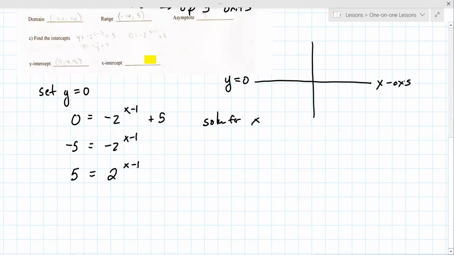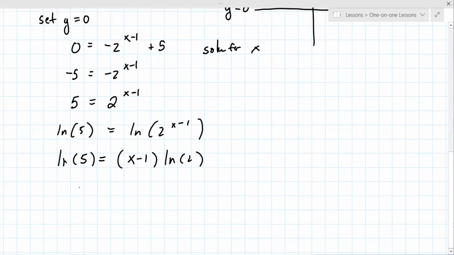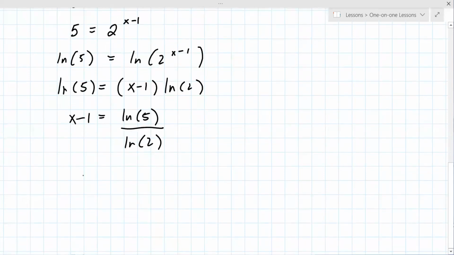The only way to get a variable out of the exponent is to use ln. So we can take the natural log of both sides, and then that exponent comes out in front. So that x minus 1 comes out in front, natural log of 2, natural log of 5. So x minus 1 equals natural log of 5 over natural log of 2. That's just dividing natural log 2 to the other side, and then you can add 1 to it. So x equals 1 plus natural log of 5 over natural log of 2.